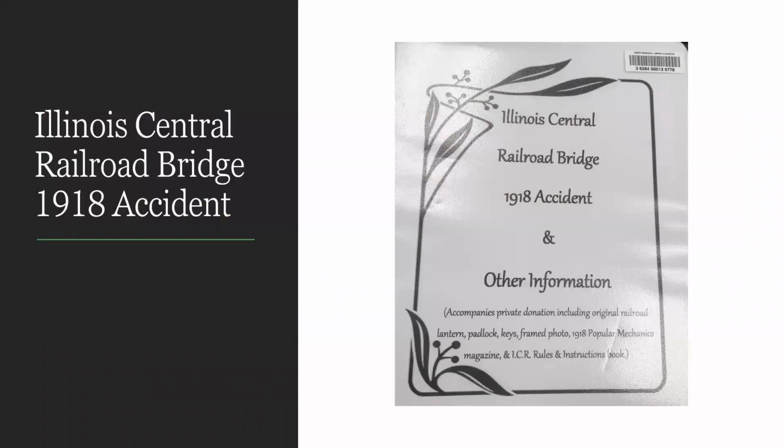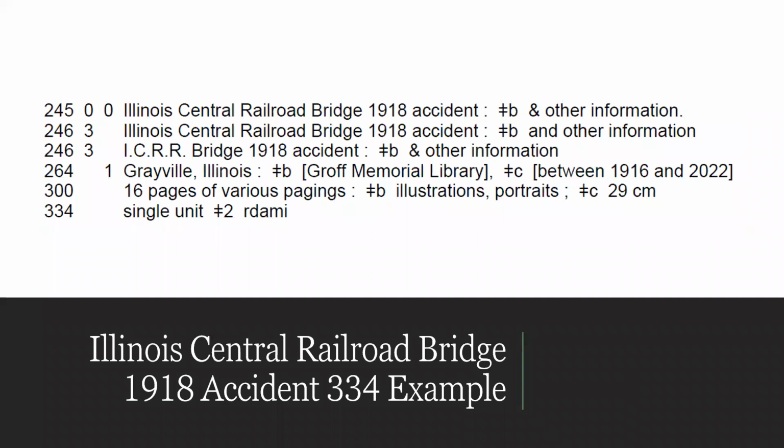This is the Illinois Central Railroad Bridge 1918 accident and other information, which was cataloged by the CMC for Groff Memorial Library. We're going to use this several times during the presentation. So here we can see the 334 field for the Illinois Central Railroad Bridge 1918 accident, and we can see that the manifestation is a single unit when we look at the 334 field.